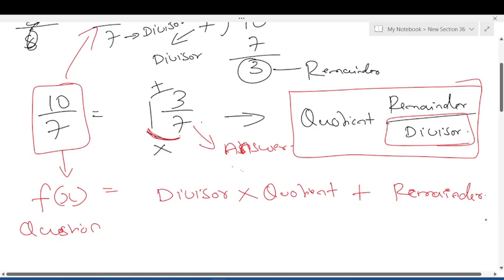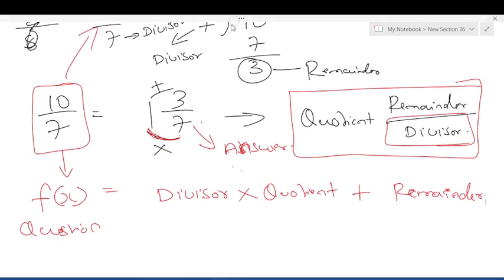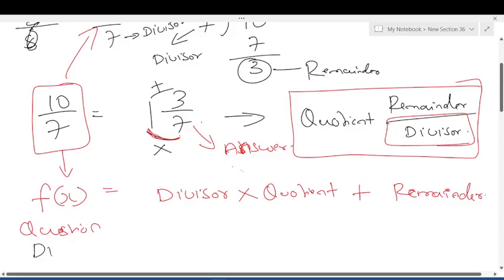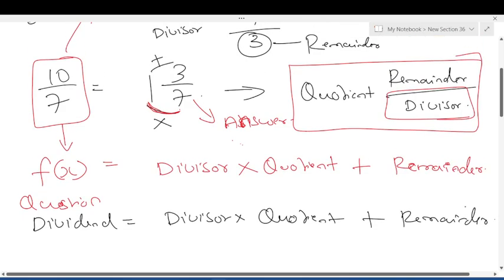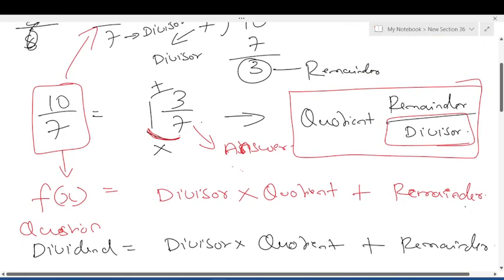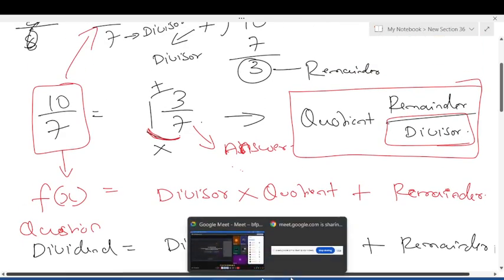Okay. This 10 divided by 7, the question, is known as dividend. You call it dividend. So the formula is dividend is equal to divisor multiplied by quotient plus remainder. So I will explain the entire concept. Fine. Dividend is equal to what? Divisor into quotient plus remainder.